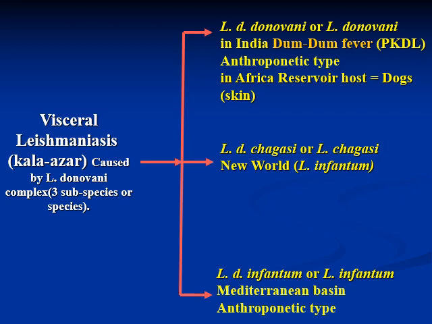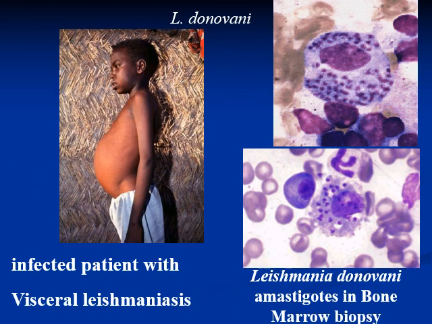The second subspecies or species, L. donovani chagasi or L. chagasi in the New World, resembles L. infantum in the Mediterranean basin. It is zoonotic type. Here also we have L. donovani in the invertebrate host containing the amastigote stage, an intracellular stage, a flagellate form found in bone marrow and reticuloendothelial cells like liver and spleen. The other picture indicates the main manifestation of the disease, hepatosplenomegaly.